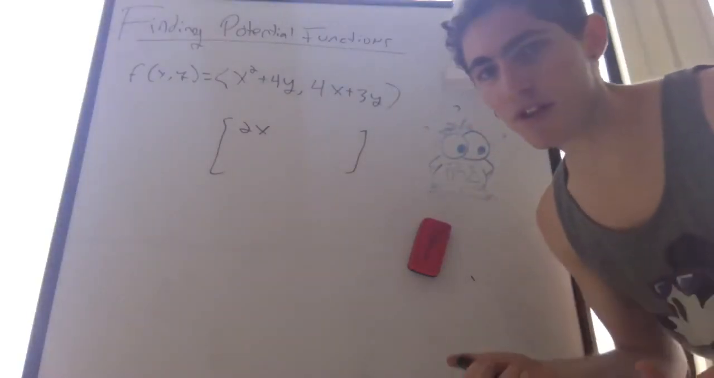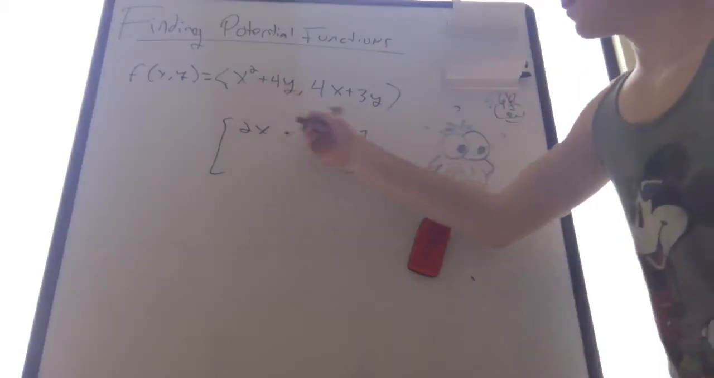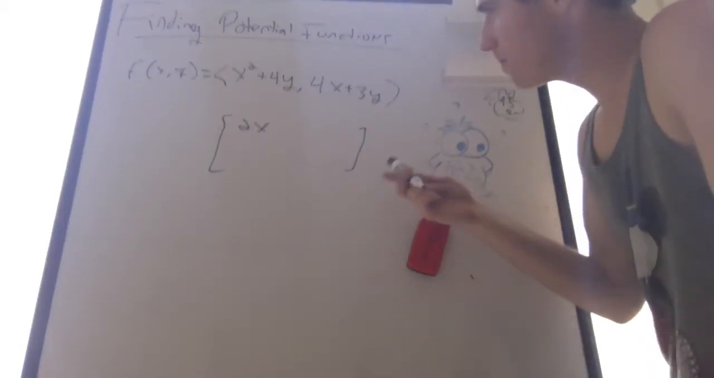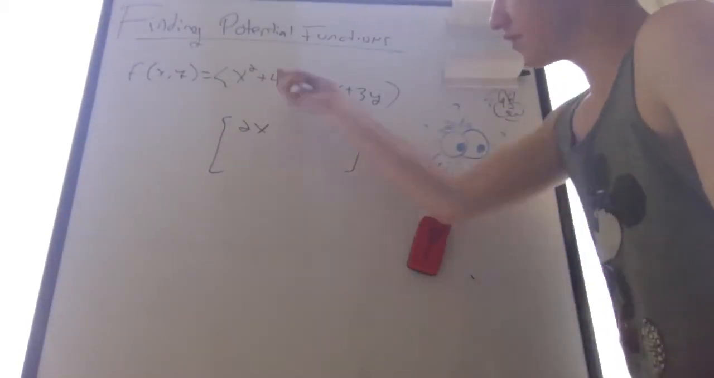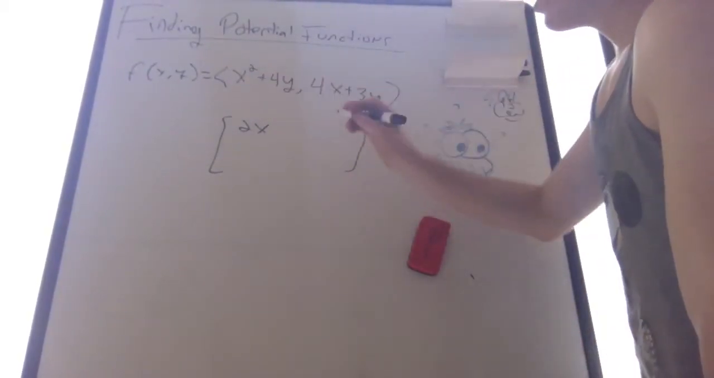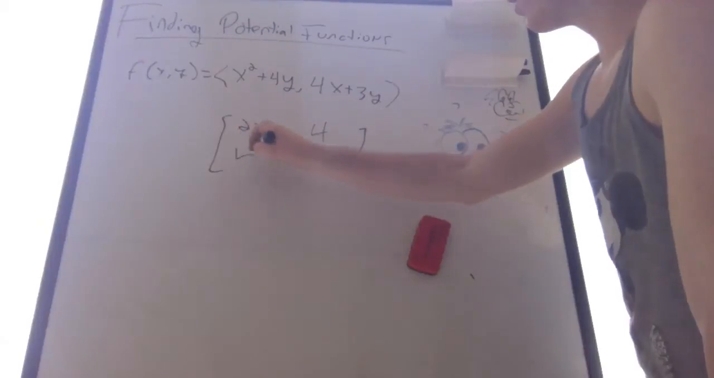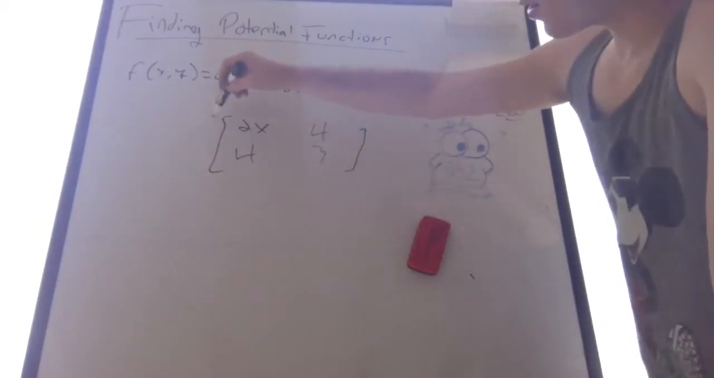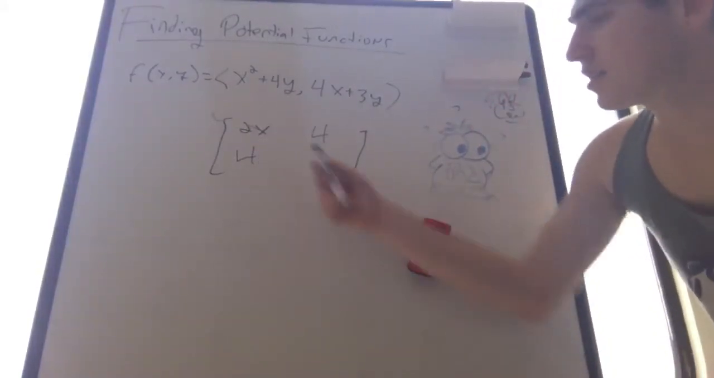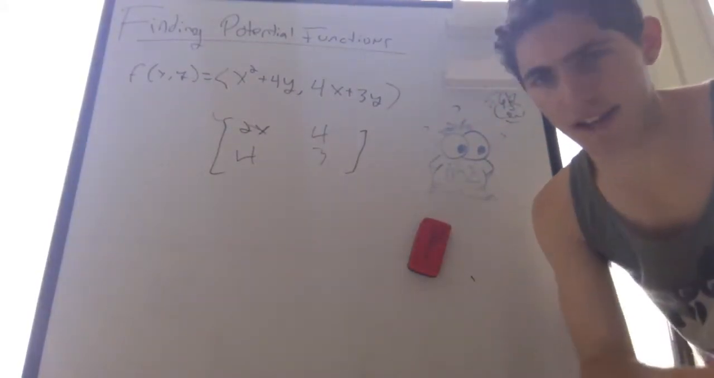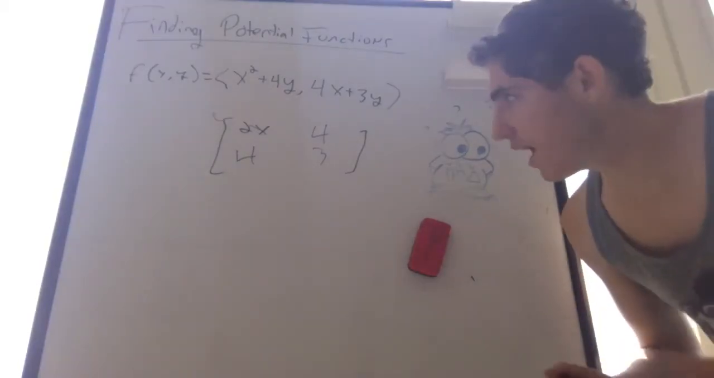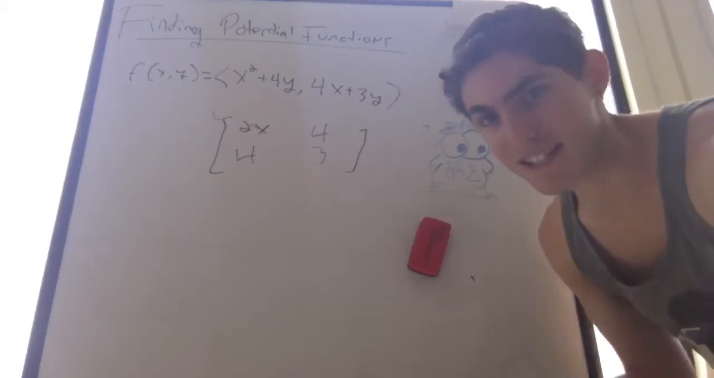If we take the matrix of this, the columns represent the x and y derivatives, and the rows represent the different equations we're plugging into. So when we take the derivatives, we get x squared, 4, and then 4, 3. This is symmetric about the diagonal, which clearly demonstrates that the derivative with respect to x and then y is the same as the derivative with respect to y and then x. So this clearly shows that a potential function exists.